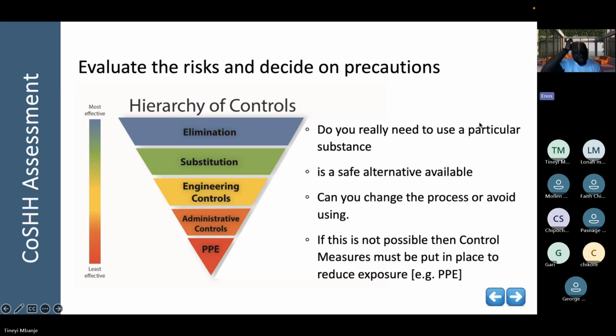So this is the same triangle. I think everybody is quite aware of this triangle. Go to the next, please.